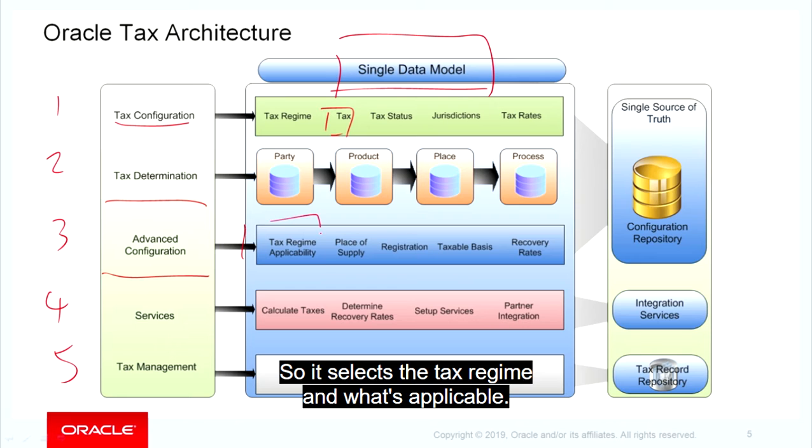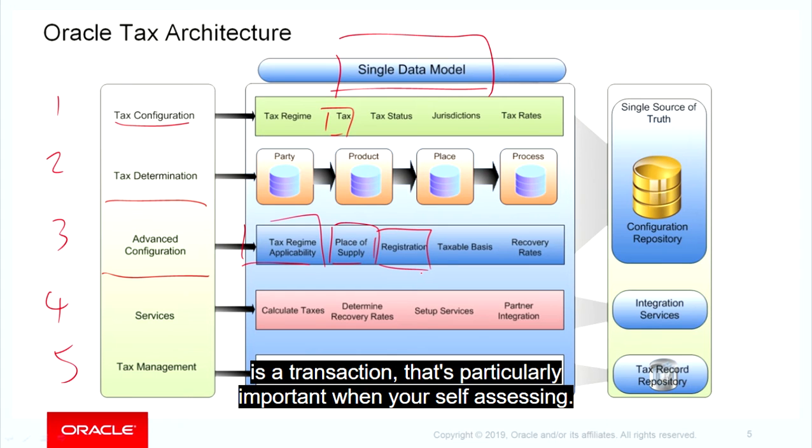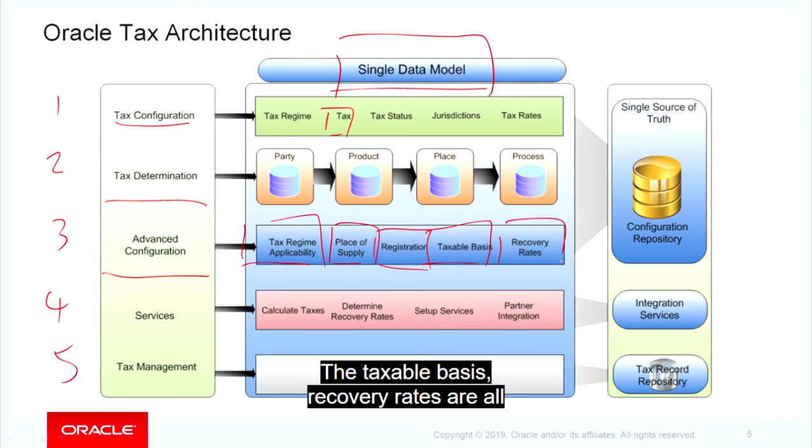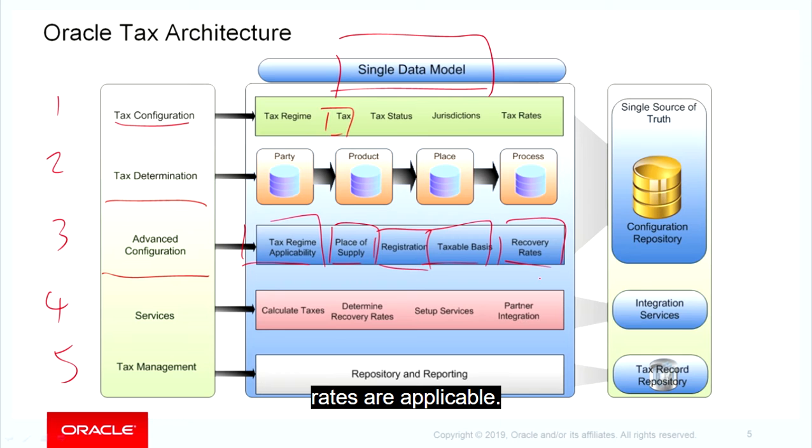So it selects the tax regime and what's applicable, and as part of that it's also looking at your jurisdictions. Is the place of supply within the relevant jurisdiction? The place of supply, and the party involved in the transaction, is particularly important when you're self-assessing. The taxable basis and recovery rates are all applied in this determining factor when the engine is looking at this particular transaction line to decide which appropriate tax status and rates are applicable.